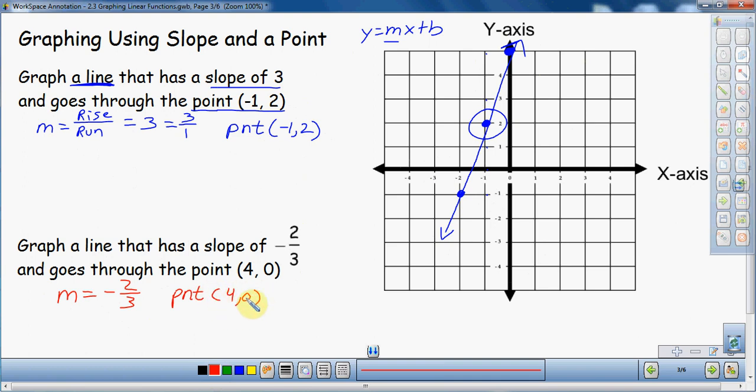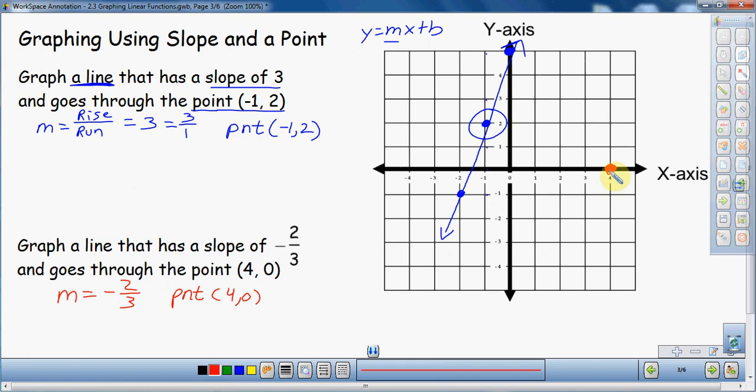Okay, so point is 4, 0. Okay, so I'm going to start there. I'm going to start with this point first. So I'm going to come to my grid. 4 for the X's, 1, 2, 3, 4, right there, and 0 for the Y's. 0 for the Y means I don't go up or down. I stay right here at 0. All right, so there's my starting point.